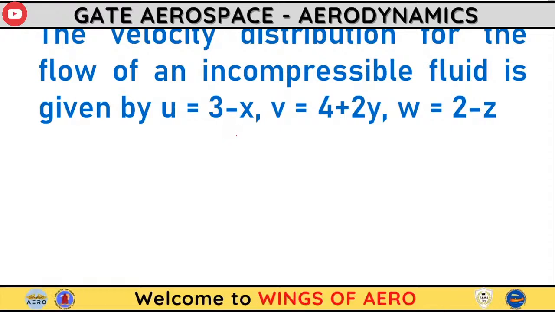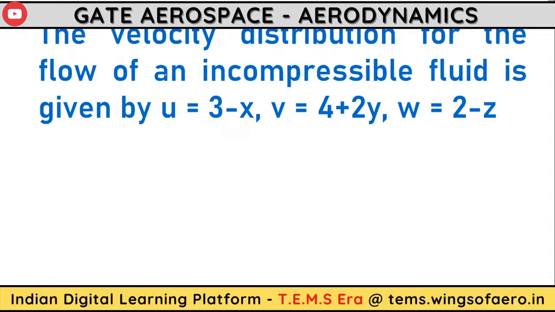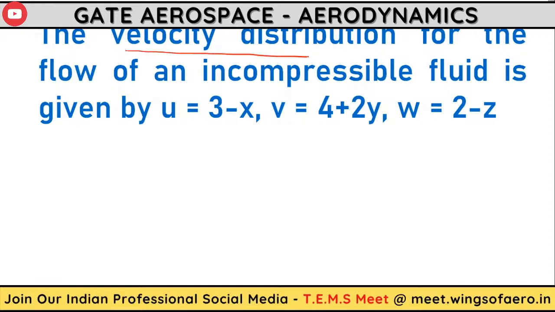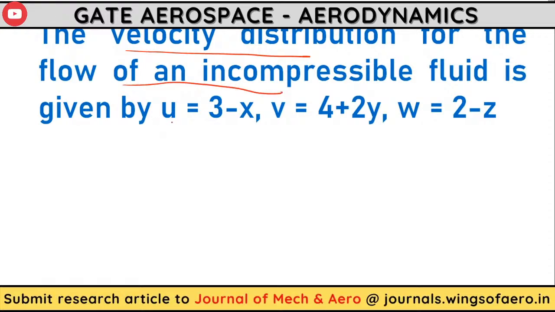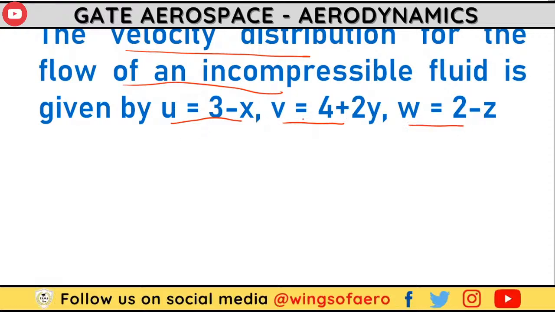I hope all of you can see the question, right? So in this question, what they have asked: the velocity distribution for the flow of an incompressible fluid is given by the equation. This equation, U is given, V is given, W is given.